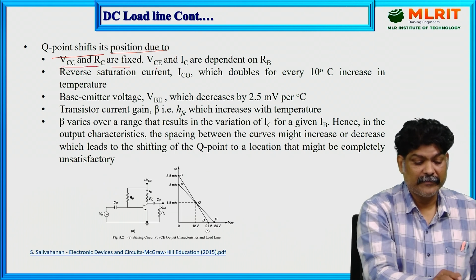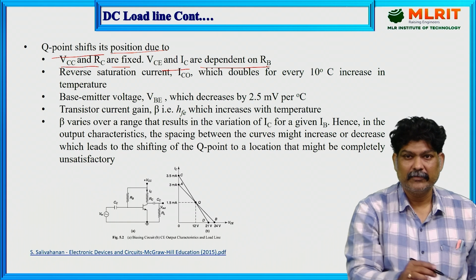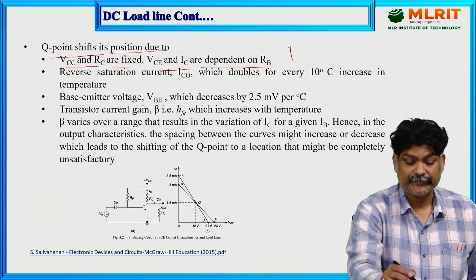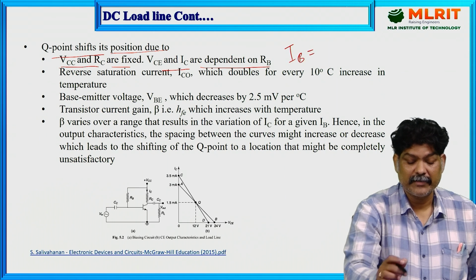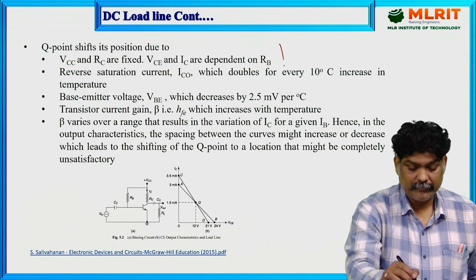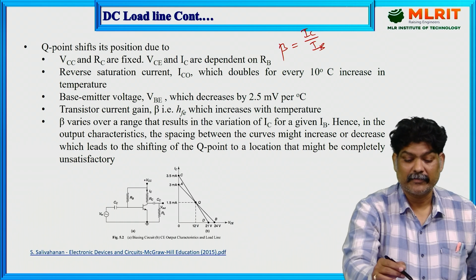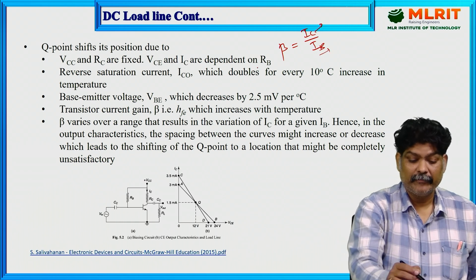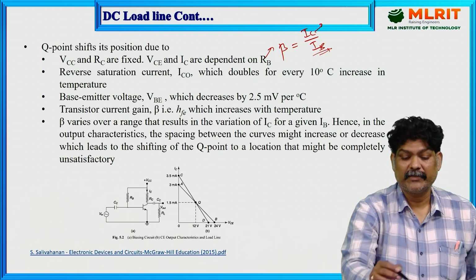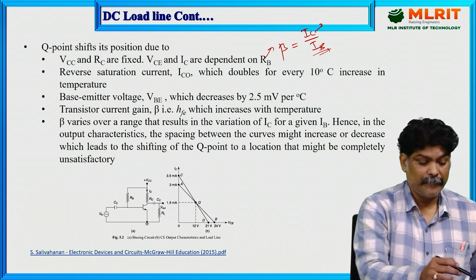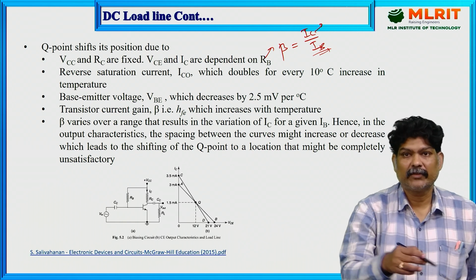VCC and RC are fixed, and VCE and IC are dependent on RB. So RB changes, and because RB changes, IC also changes, because we know beta is equal to IC by IB, right? This is common emitter, so output current is IC and input current is IB. If RB, the base resistor, changes, obviously IB changes. IB changing means output current IC changes and beta also changes. That leads to a change in the Q point.